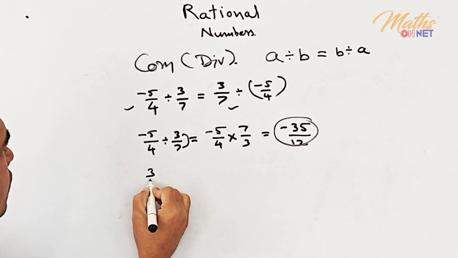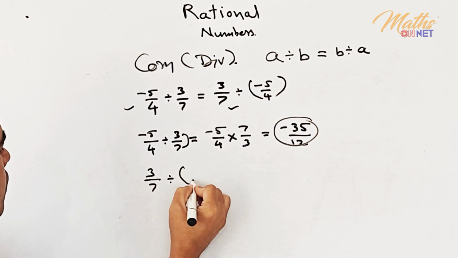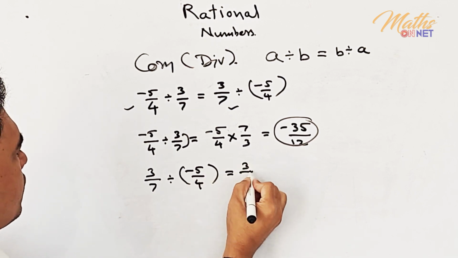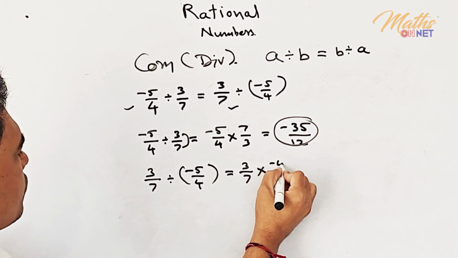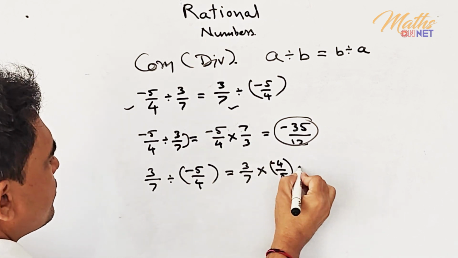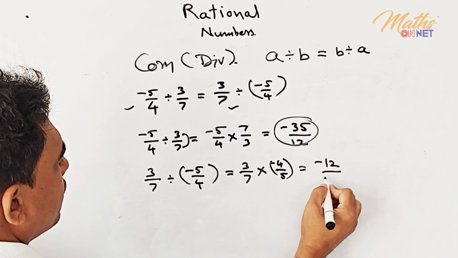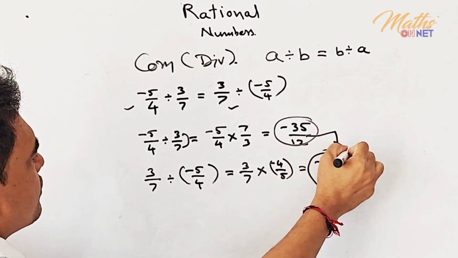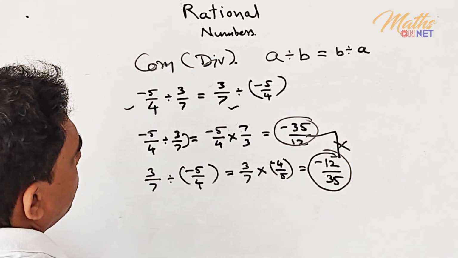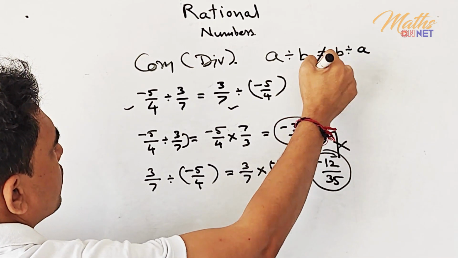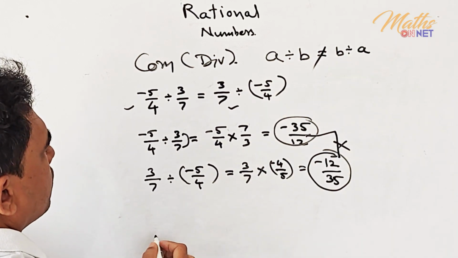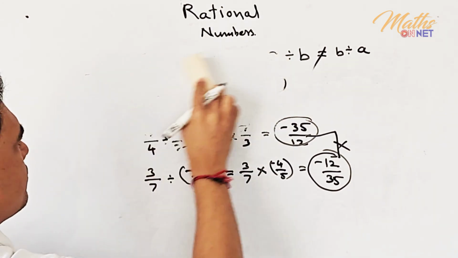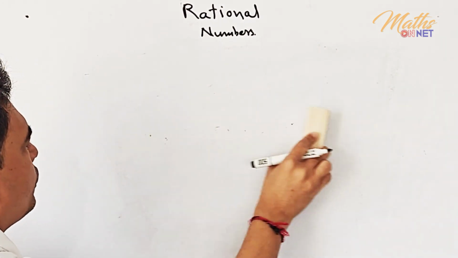Now, let's try to figure out this side. 3 by 7 divided by minus 5 by 4. This equals to, we'll apply the method, 3 by 7 multiply by minus 4 by 5. And this gives me minus 12 divided by 35. So, you see, these two numbers are not same. So, that means that commutative property doesn't stand for division in rational number case. So, that's how we tried for three different things. So, let me finally write the conclusion of all this. So, you will get an idea that how it works.